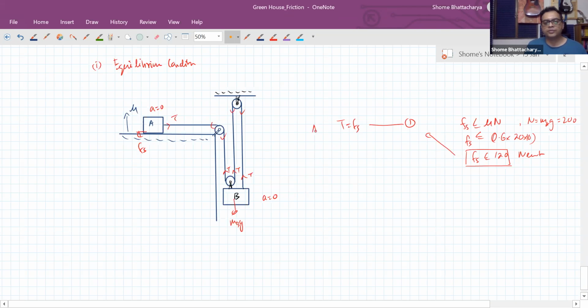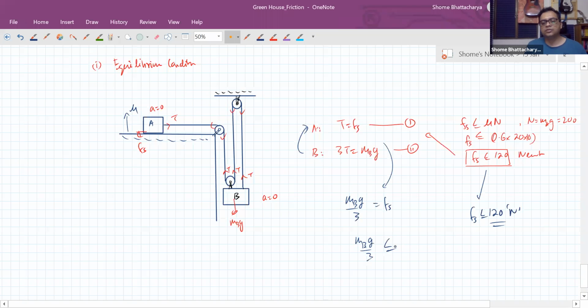But also now for block B, you can see that the condition for equilibrium is that 3T is equal to weight of B. Okay. So now connect these two equations, and that will tell you that 1/3 of the weight of B is equal to the static friction. And this is showing you that static friction is less than or equal to 120 newtons. So 1/3 of B's weight should be less than or equal to 120. So that means B's weight should be less than or equal to 360, for equilibrium.